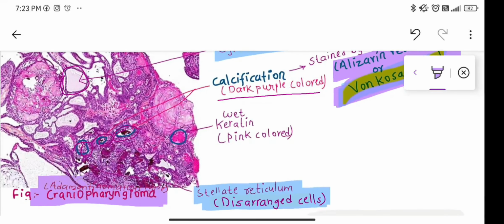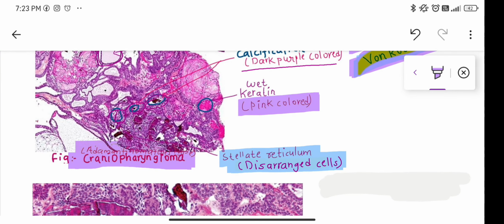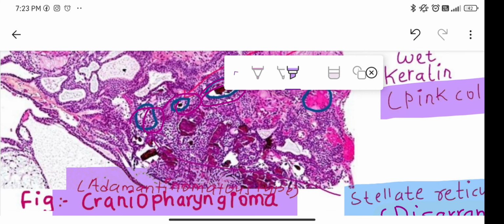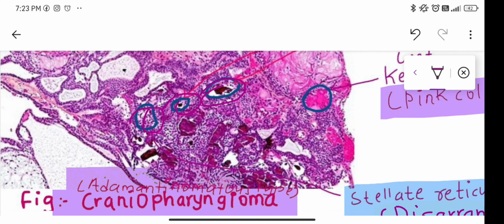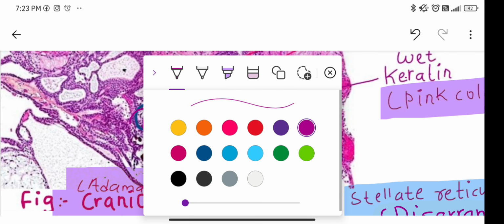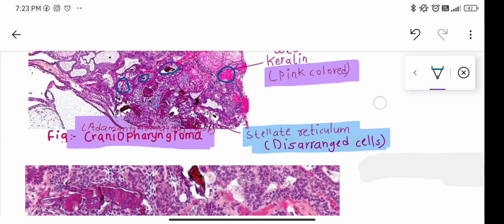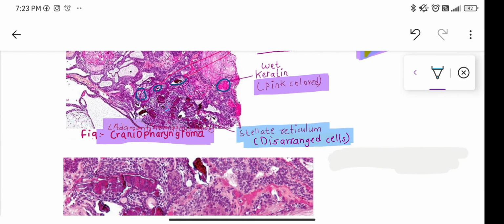Next, there is the presence of wet keratin, and this wet keratin will look pink in color. You can see here the presence of wet keratin. Next is stellate reticulum. There are cells, and these cells are not located in a proper manner; they are disarrangedly located. I can show you this. You can see here the cells are haphazardly located, so that is the stellate reticulum, and this is present in craniopharyngioma. This is the characteristic part.